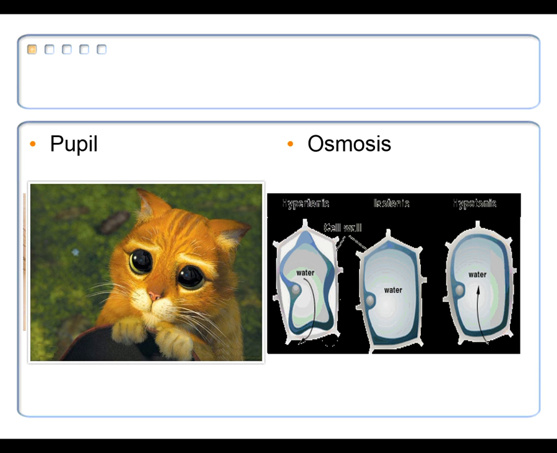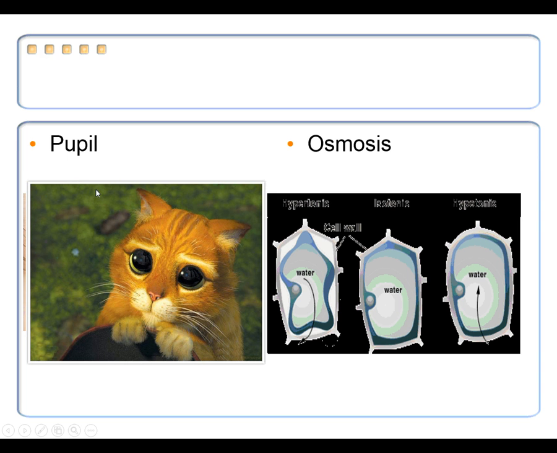Another example of a dilation is when your pupils dilate, which you can either have them dilate on their own, like little Puss in Boots right here. Whenever he's trying to be sad or cute, he makes his pupils get really big. The pupils in your eyes naturally dilate, so they either get bigger or smaller. Also, if you go to the eye doctor, sometimes they make your pupils get real big so they can look in your eye a little bit easier.